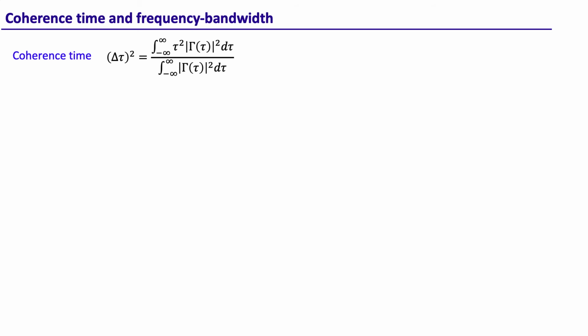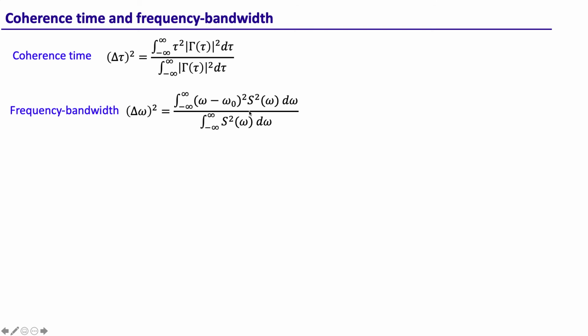So coherence time is defined as the second moment of this quantity, and the frequency bandwidth is defined as the second moment of this quantity. And in fact, the product of the coherence time delta tau and delta omega has to be greater than 1/2. That's more like an uncertainty type relation that we see here.